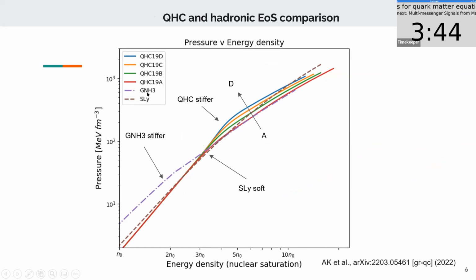Here I'm plotting GNH3 and SLY. SLY is a very soft EOS, as many of you know, compared to other hadronic EOSs. GNH3 is another hadronic EOS, but it's a stiffer EOS. So that way, if I do simulations, I have a comparison of QHC versus soft and stiff EOSs. So given this setup, these are the EOSs that I'm going to show simulations of.